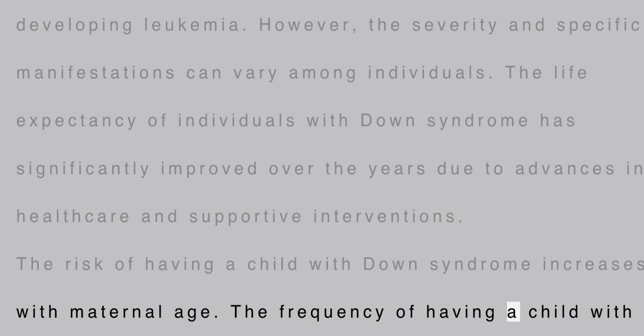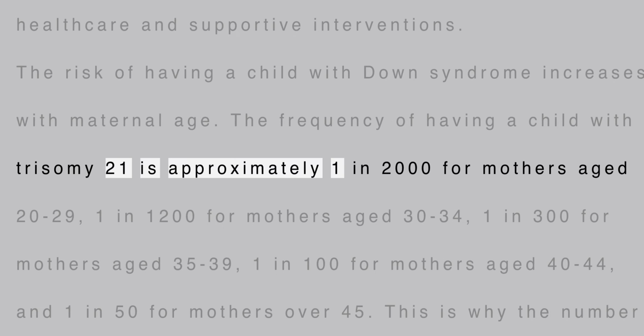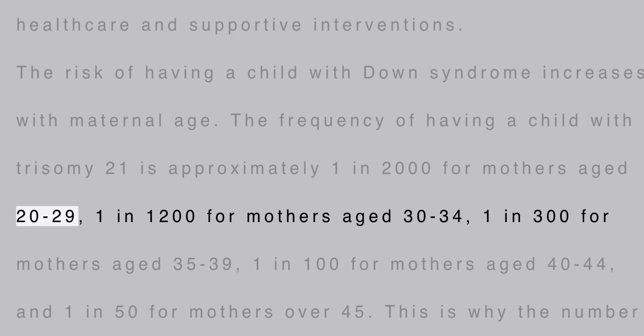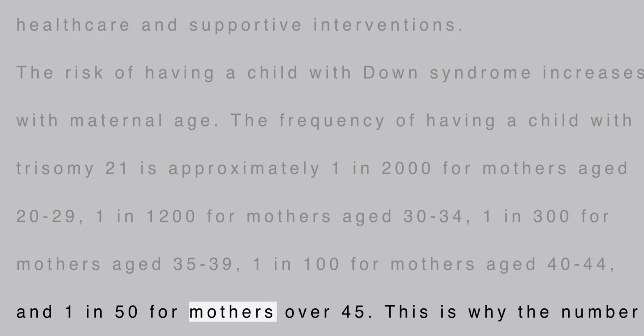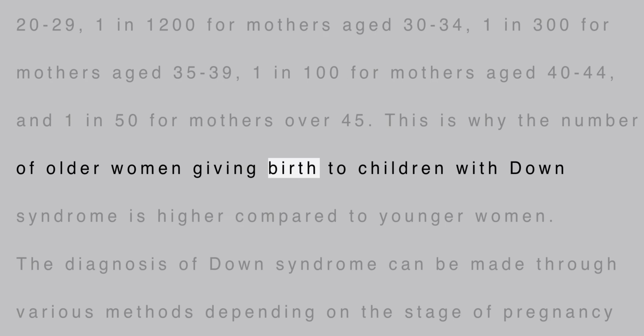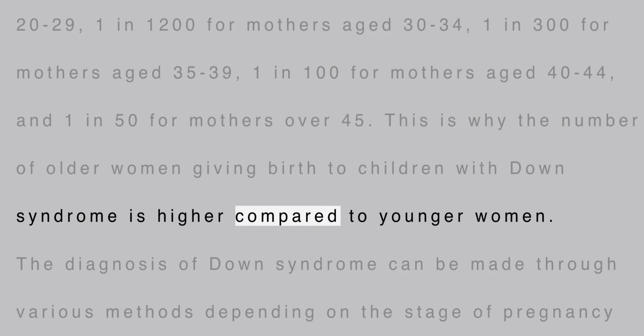The risk of having a child with Down syndrome increases with maternal age. The frequency of having a child with trisomy 21 is approximately 1 in 2,000 for mothers aged 20 to 29, 1 in 1,200 for mothers aged 30 to 34, 1 in 300 for mothers aged 35 to 39, 1 in 100 for mothers aged 40 to 44, and 1 in 50 for mothers over 45. This is why the number of older women giving birth to children with Down syndrome is higher compared to younger women.